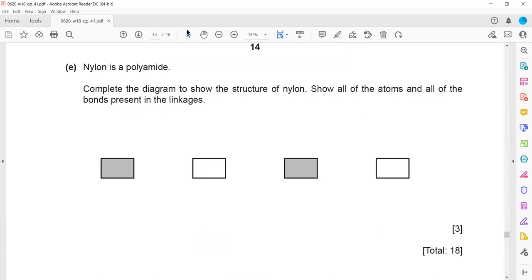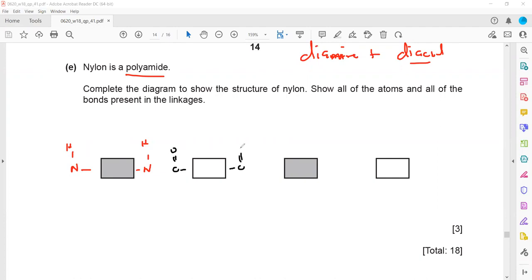Then nylon is a polyamide. Polyamide means it's a polymer which contain an amide or a peptide linkage. So when you're drawing a synthetic polymer, because nylon is formed when diamine reacts with dicarboxylic acid. That is how nylon is formed. So diamine means one molecule, both sides it contain amine group, and the other molecule, both sides it contain carboxylic C double bonded with O group.